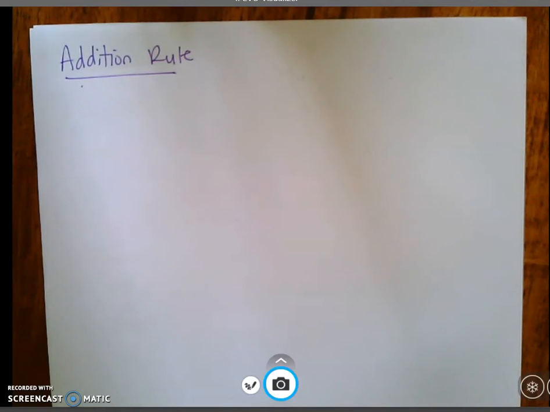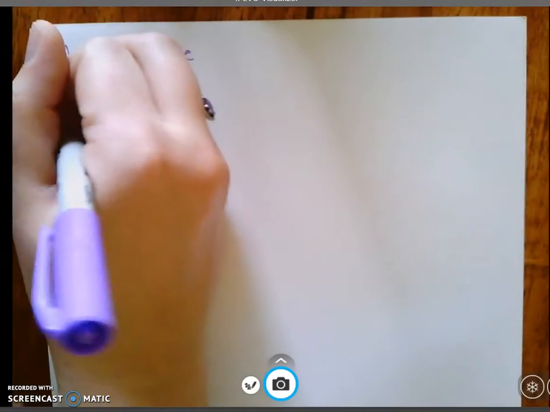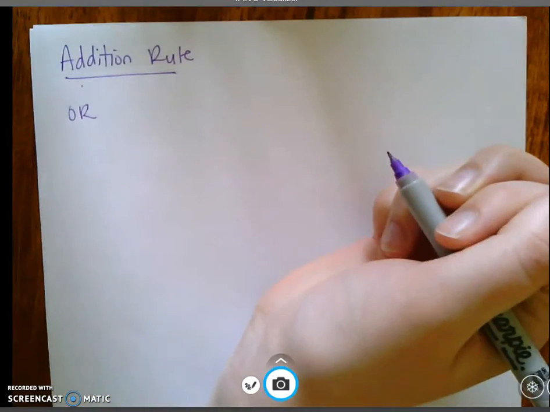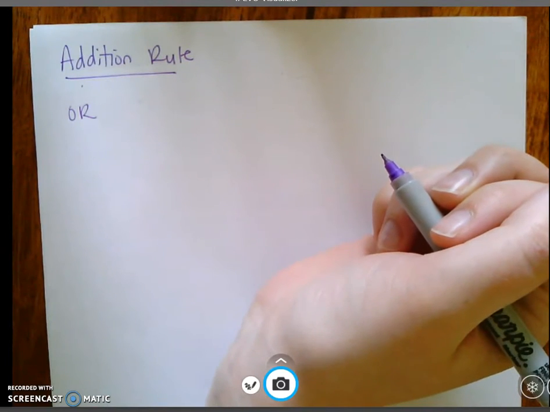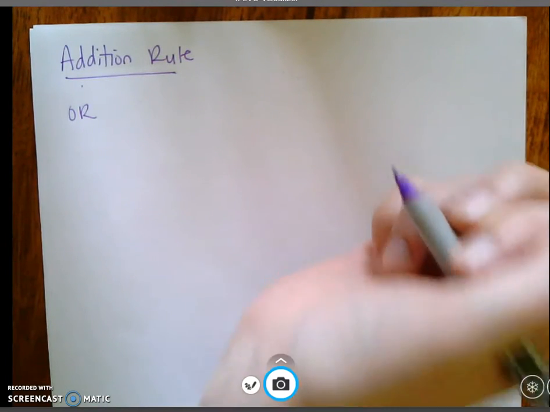Hey guys, here we go with probability part 2. Left off with the addition rule. Remember with the multiplication rule, you always multiply when it says and. The addition rule happens when it says or. If I want something or something else to happen, this is when we add.